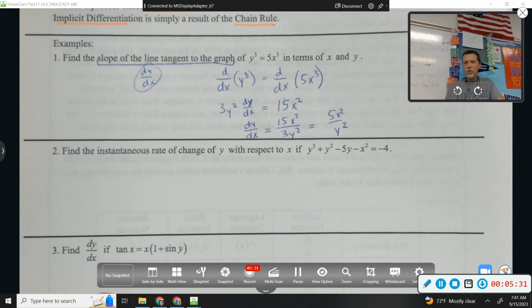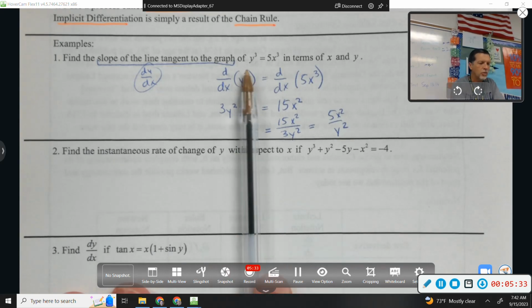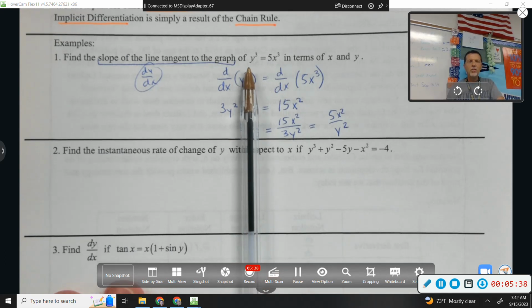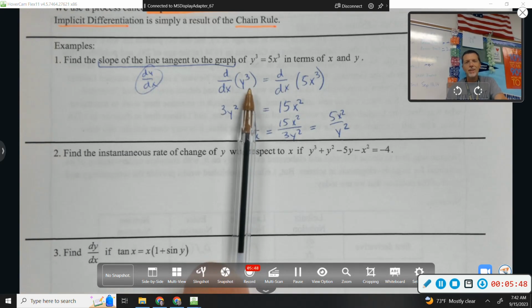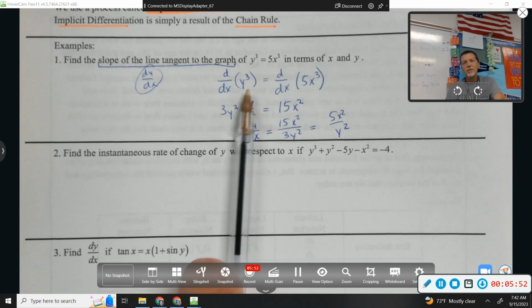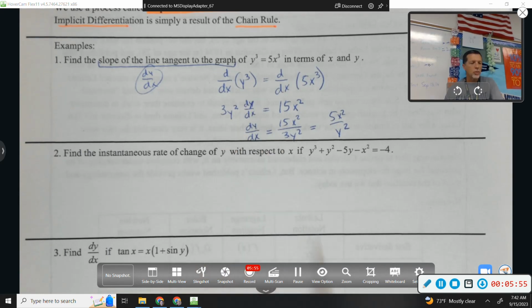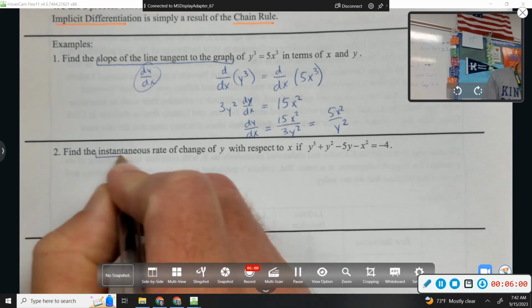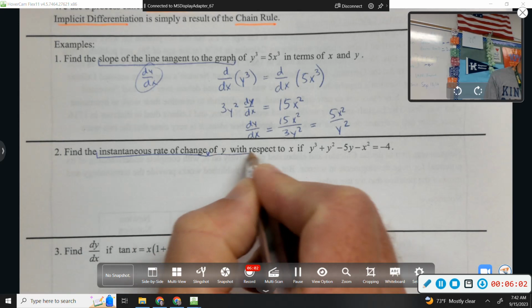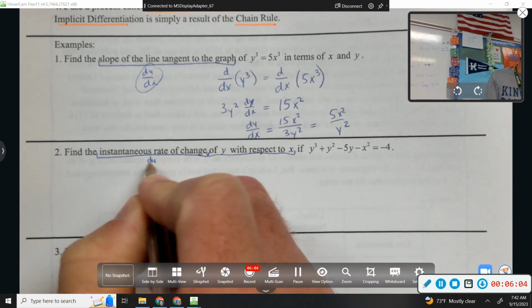That's not usually hard to remember, because if you forget to do it, and you end up with 3y squared equals 15x squared, and you know you're looking for dy dx, then hopefully you're like, wait a minute, I don't even have a dy dx. If you forget, you've sort of lost the point of doing the problem. So for most people, it's not a problem of remembering to do it. It's still just using all the other rules. Number 2, find the instantaneous rate of change of y with respect to x. So dy dx.